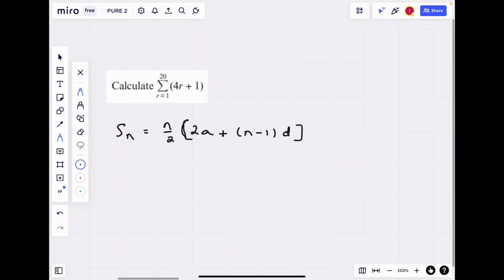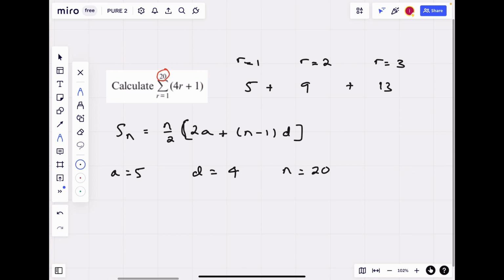Okay? A we get by summing in r equals 1. When r equals 1, we get 4 times 1 plus 1, 5. So we know that a equals 5. If we work out the second and third term, so r equals 2 and r equals 3, we will then be able to work out what the common difference is. So 4 times 2 is 8 plus 1 is 9. 4 times 3 is 12 plus 1 is 13. The common difference, therefore, is 4. And n is 20 because the last number here, the upper limit, is 20.